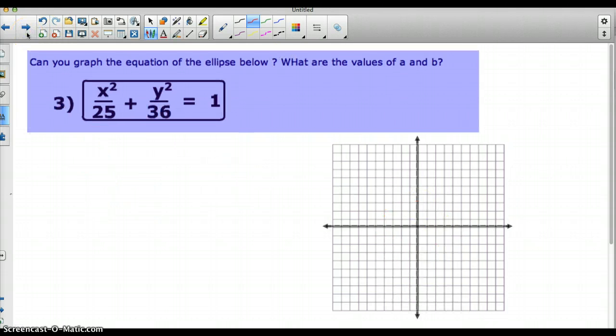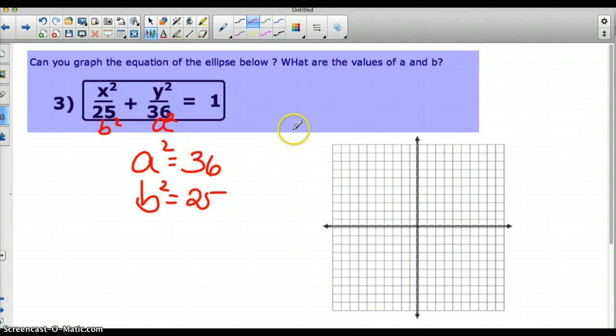Okay, why don't you try this one? If you notice here we have a number that's 25 and this is 36, so A squared would equal 36 and B squared would equal 25. Because the A squared is under the y and the B squared is under the x, that must mean that we have a vertical ellipse. So it's going to be taller than it's going to be wider. So in order to find out what A is, remember you take the square root, so you're going to get 6, and the square root of 25, which is 5.